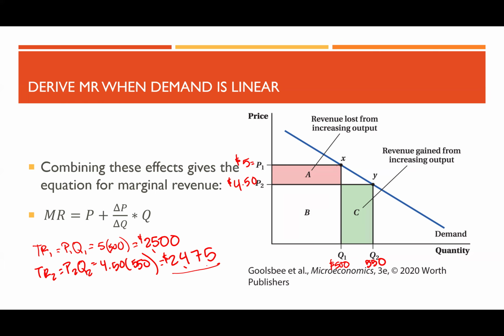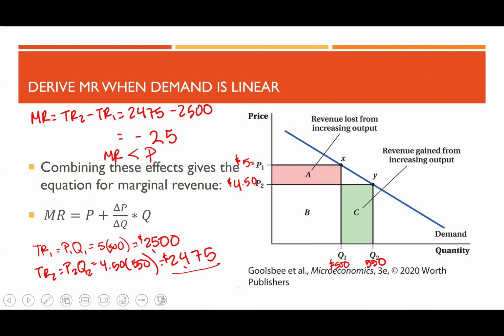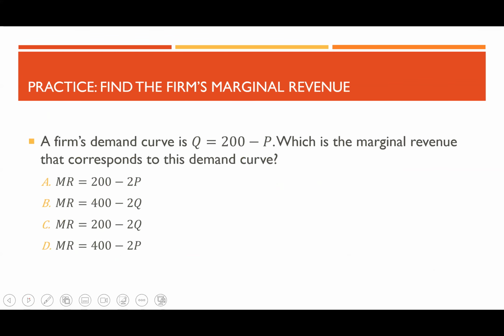So here's where we're seeing that our marginal revenue is falling faster than demand. And so if we find marginal revenue, it's going to be the difference between total revenue 2 and total revenue 1. So we'll have 2,475 minus 2,500, and that's going to be negative 25, right? So you can see that marginal revenue here is less than the price. Okay, all right. Now we can go ahead and continue on.